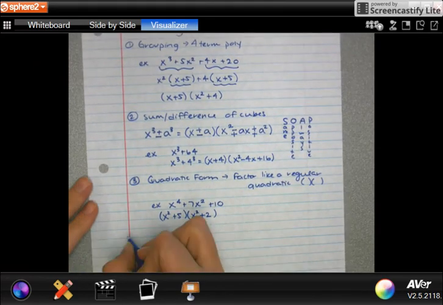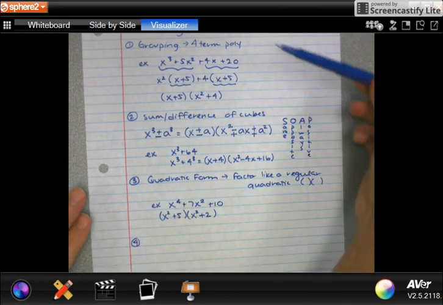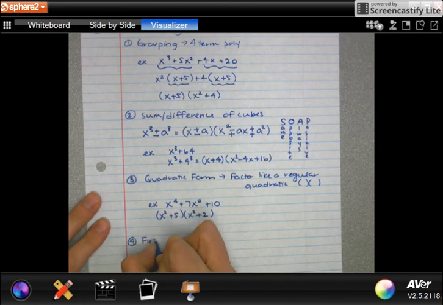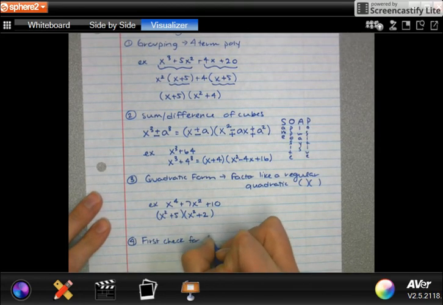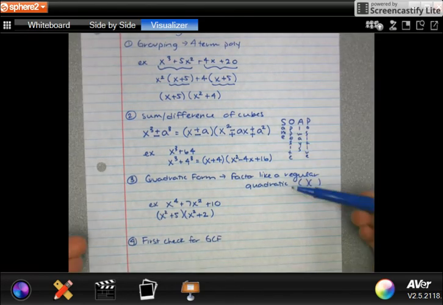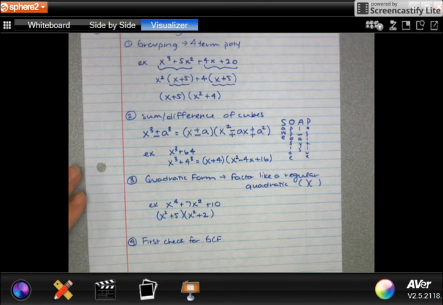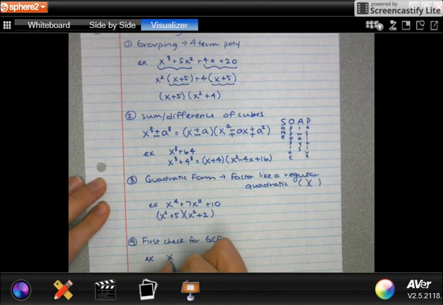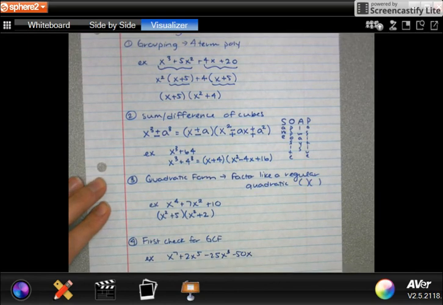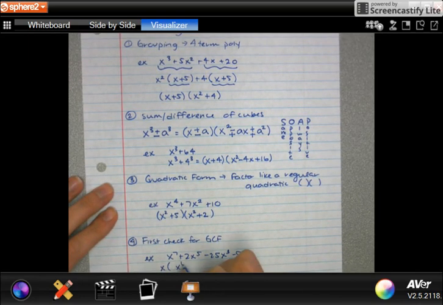And then one last example we're going to look at, and it really ends up being like something from above. You just want to first check for a GCF, and then the result is probably going to look like something from above. So for example, if we have something like x to the 7th plus 2x to the 5th minus 25x to the 3rd minus 50x, hopefully you can see that there's a GCF of an x that I would factor out first. And then I see it's a 4-term polynomial, so I might try grouping after that. So really, you should first check for a GCF, and then it becomes one of the first things that happened up here.